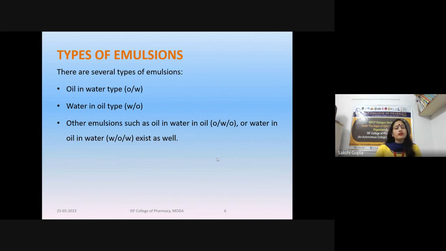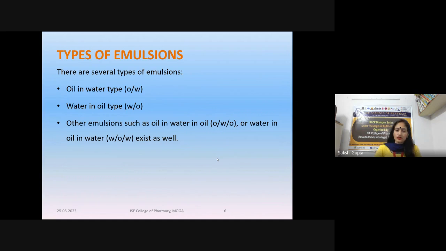So, what is an oil in water type emulsion? Oil in water means oil is here acting as a dispersed phase, which is being dispersed as minute globules in the continuous phase, which is our water. Water here is the continuous phase. In case of oil in water type emulsions, we are using gum acacia and gum tragacanth as an emulsifying agent.